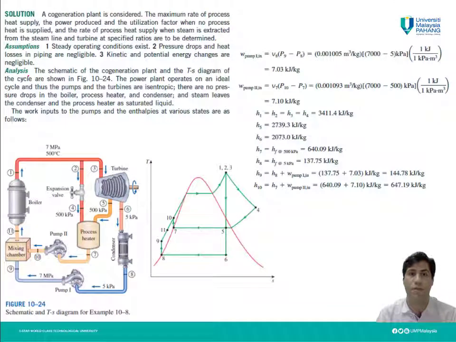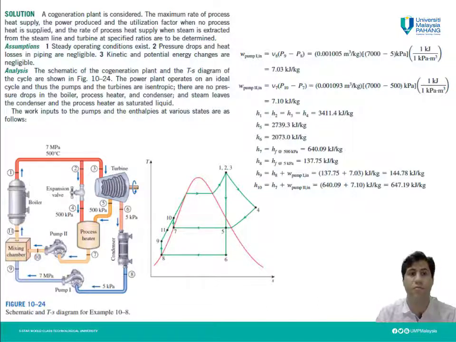Okay, now let's see how we can solve this problem and find the answer for part A, B, and C of the question. Here again you can see the schematic and also the TS diagram for this cycle, for this cogeneration cycle. This cogeneration plant is shown here.